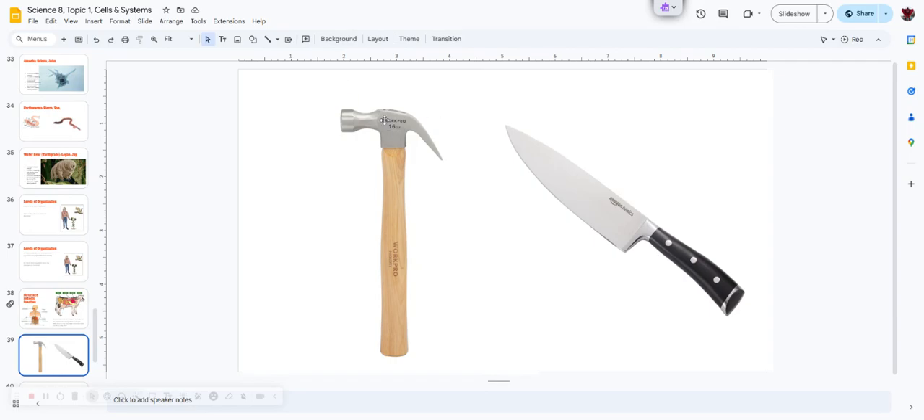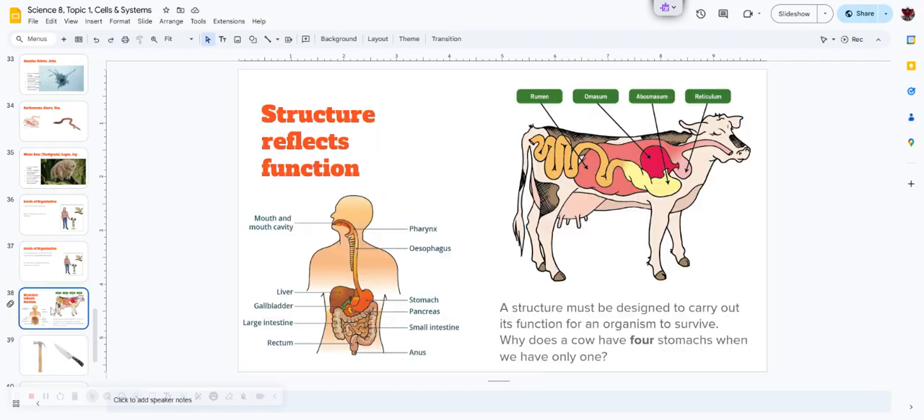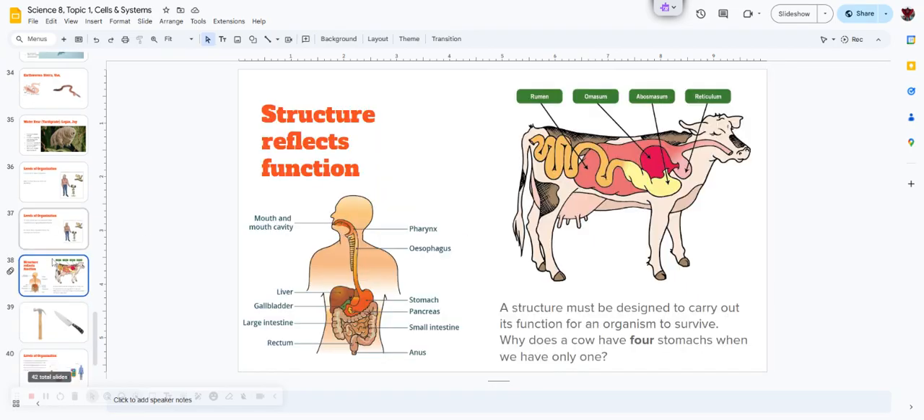Same with the hammer. What's its job? To drive nails into a wall or a 2x4. It has to have enough mass, 16 ounces. It has to have a nice big flat end. If it didn't, it wouldn't be able to perform its job. So how things are designed is based on their job, based on their function. And that is especially true with organisms.